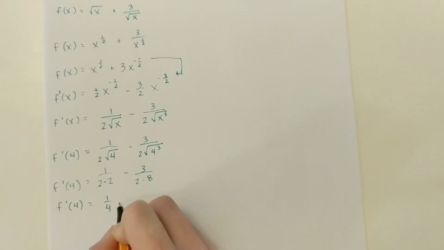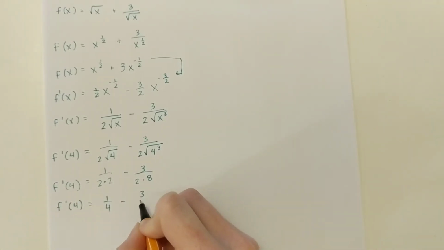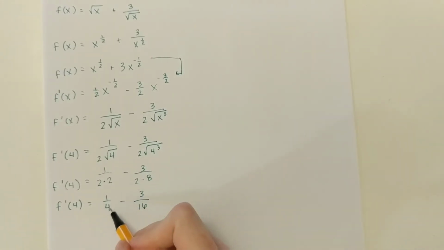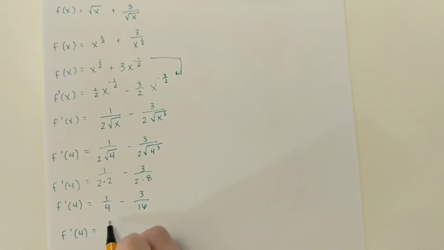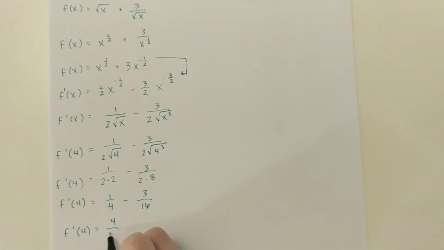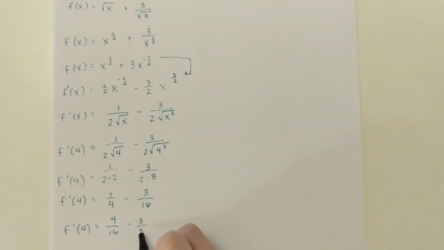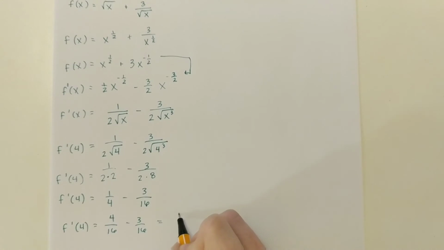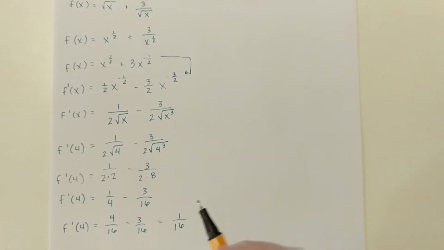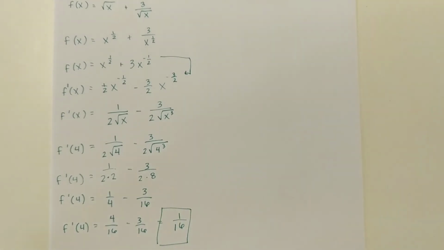So we have 1 over 4 minus 3 over 8 times 2 is 16. And we just need this to have the same denominator. So I'm going to multiply this as 4 over 4. So we have 4 over 16 minus 3 over 16. So the final answer is 1 over 16. So f prime of 4 is 1 over 16.